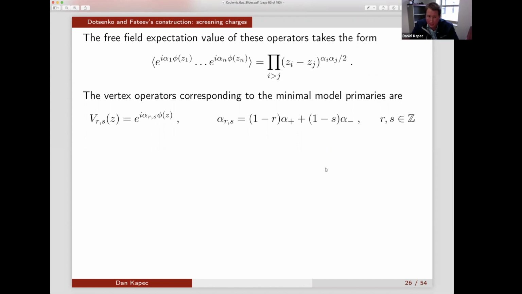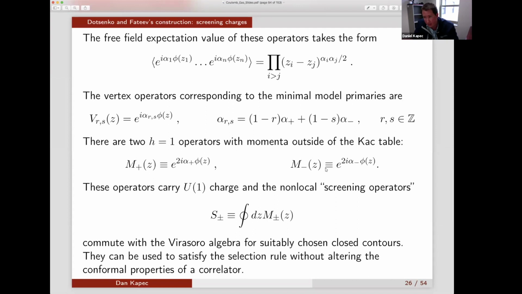Here are a couple of formulas that they needed. You're familiar with the expectation value of the exponential operators in the free theory if you are sitting on values of the momenta that satisfy the selection rule. They went through and just picked out values of the momenta, which were linear combinations of alpha plus and alpha minus, so that the dimensions of these operators would match the dimensions of the minimal model primaries. And they also needed these two h equal to 1 operators, which are not inside the Kac table, but they're going to be extremely important for getting the dynamics correct.